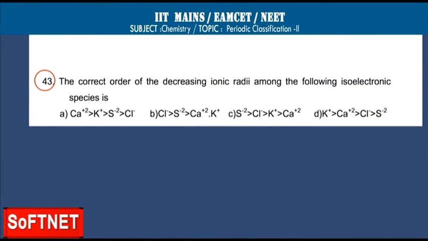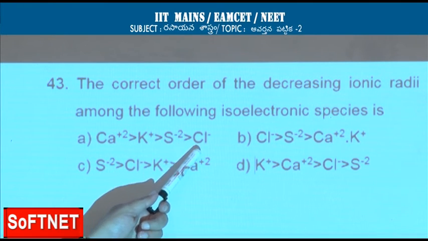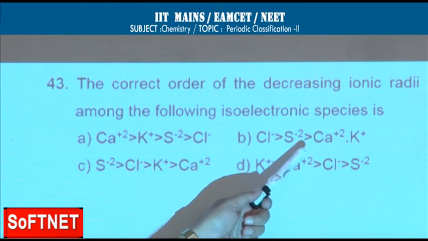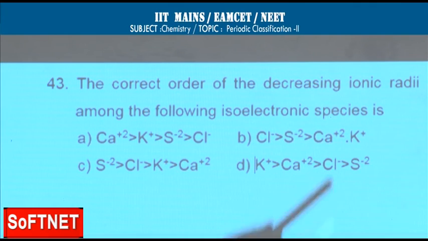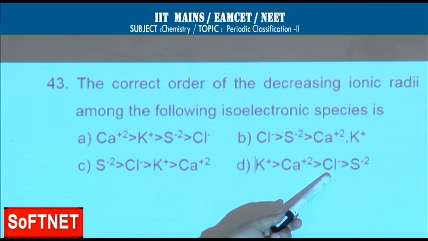The correct order of the decreasing ionic radii among the following isoelectronic species is: first option, Ca2+ > K+ > S2- > Cl-. Second option, Cl- > S2- > Ca2+ > K+. Third option, S2- > Cl- > K+ > Ca2+. Fourth option, K+ > Ca2+ > Cl- > S2-.